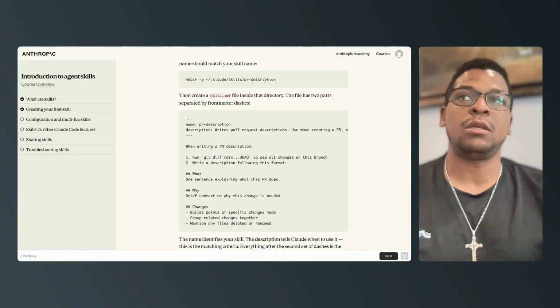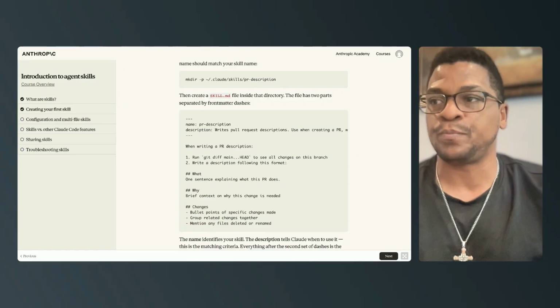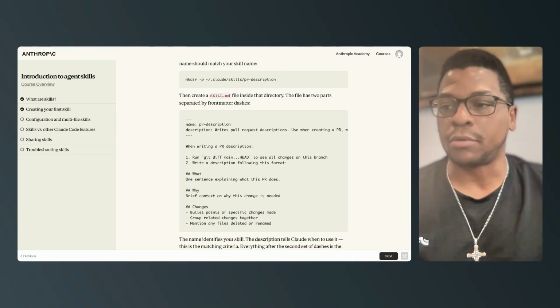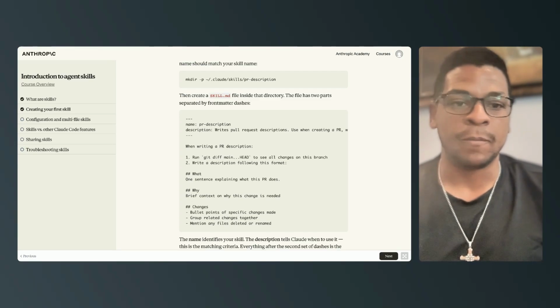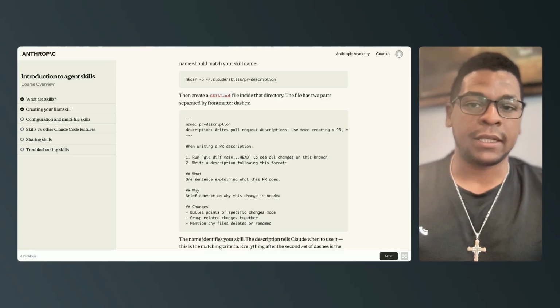So I've kind of coined this phrase: your creative curiosity is what's going to bring you to your next level. And having this creative curiosity around understanding AI.